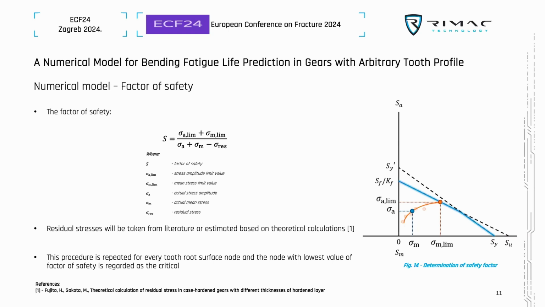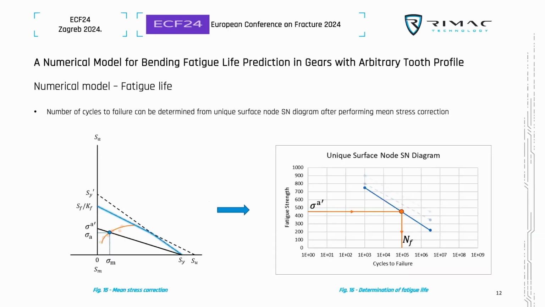So by doing this, we calculate the factor of safety in every node in the tooth root region, in the tensile loaded zone, of course, and we are able to determine what the critical node is without any a priori assumptions. Once this is known, it is possible to go back with the value of the stress, perform mean stress correction, and go back into the unique SN diagram of that particular surface node, and determine the number of cycles to failure for that surface node.